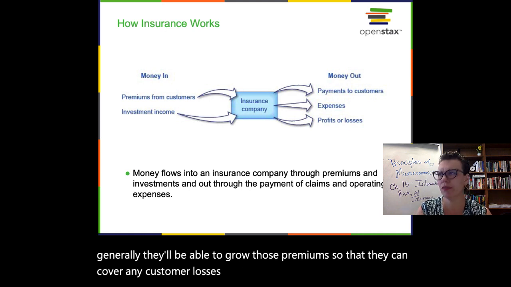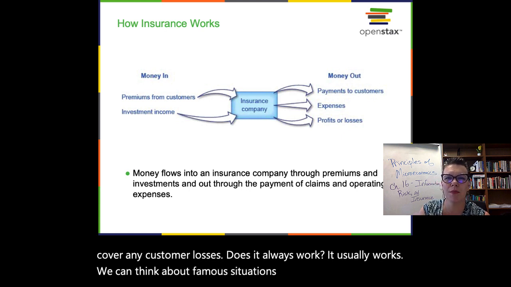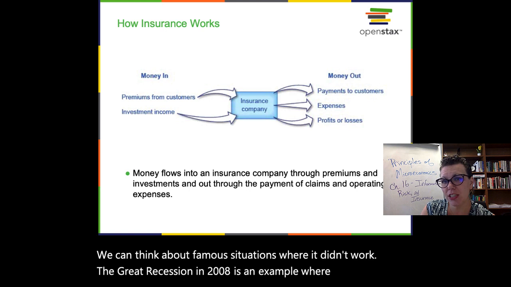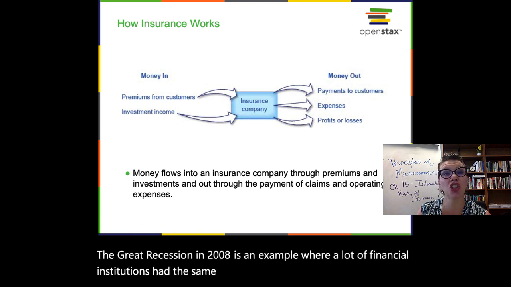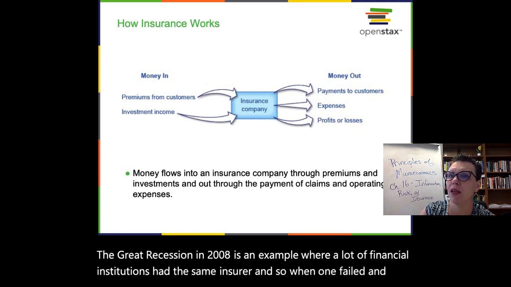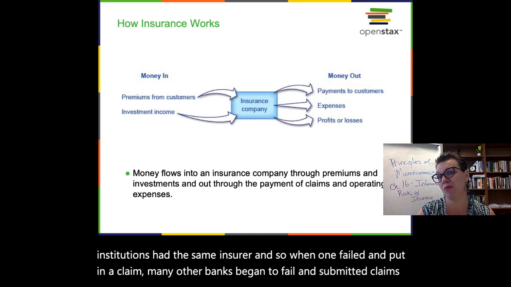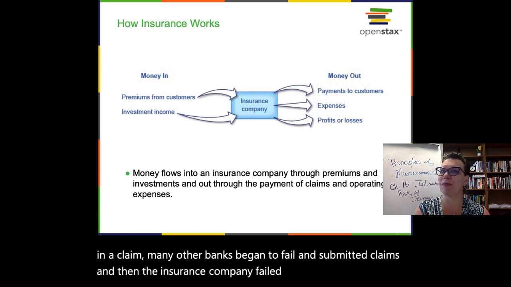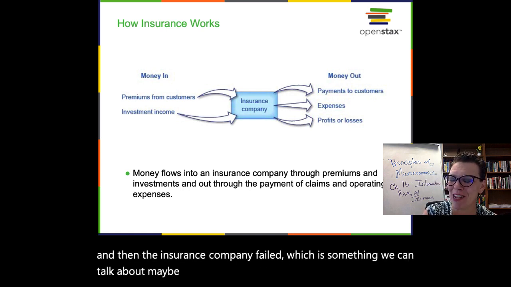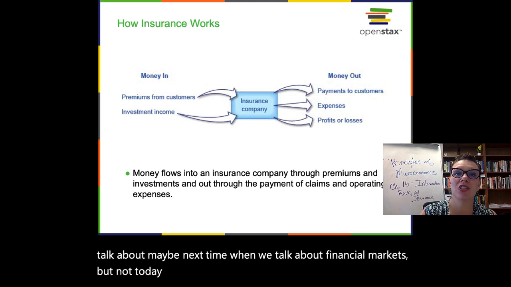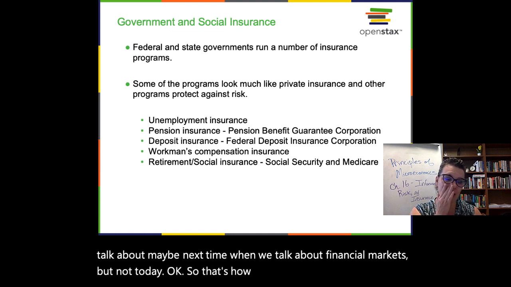Does it always work? Yeah, it usually works. We can think about famous situations where it didn't work. The Great Recession in 2008 is an example where a lot of financial institutions had the same insurer. And so when one failed and put in a claim, many other banks began to fail and submitted claims, and then the insurance company failed, which is something we can talk about maybe next time when we talk about financial markets, but not today. Okay? So that's how insurance works.